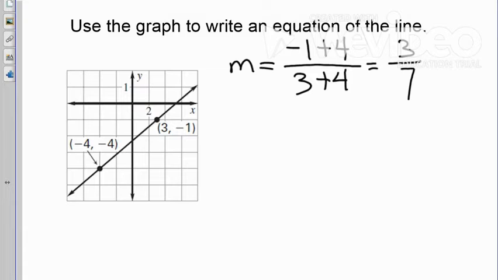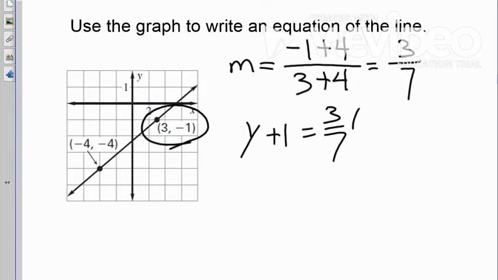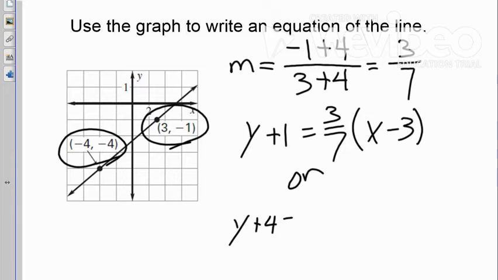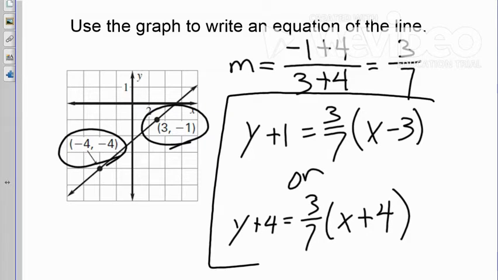Now I got to figure out which form. And right now I do not have a very clear-cut y-intercept. So I'm going to use point-slope form. I'm going to use this point right here. Okay, so I'm going to do y plus 1 is equal to 3/7 times the quantity of x minus 3. Or, if you picked this point, you could have done y plus 4 is equal to 3/7 times x plus 4. Either one, as you guys remember, is an appropriate response and answer for those 2 points.